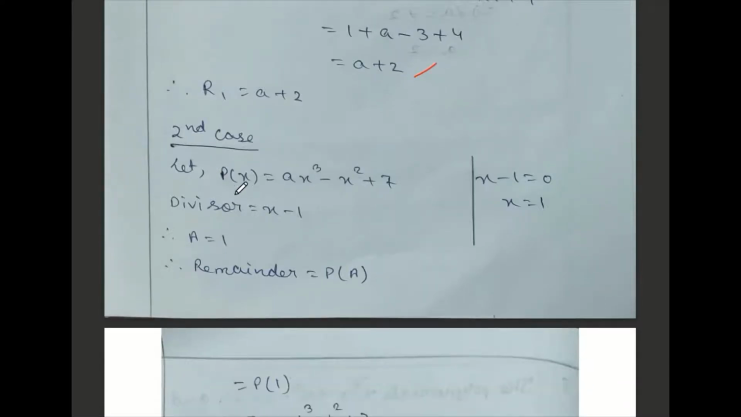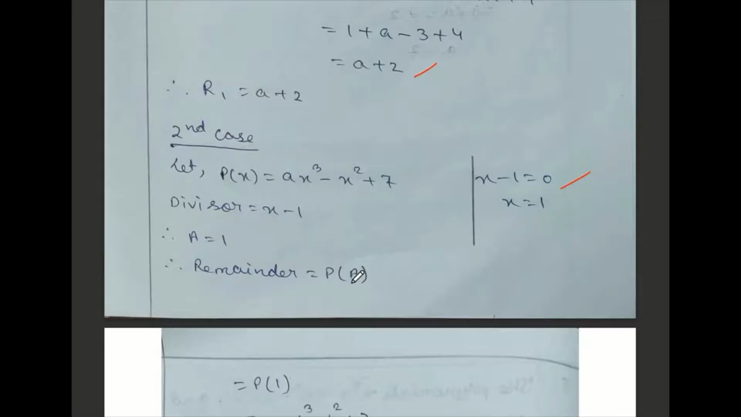In the second case, let P(x) is equal to ax cube minus x square plus 7. The divisor is x minus 1. So a is equal to 1, because the divisor x minus 1 you can take it outside, which is equal to 0. Then x is equal to 1. This way we used to find the zeros of the polynomial also. So by finding the zeros of the polynomial for this divisor, we can get the value for a.